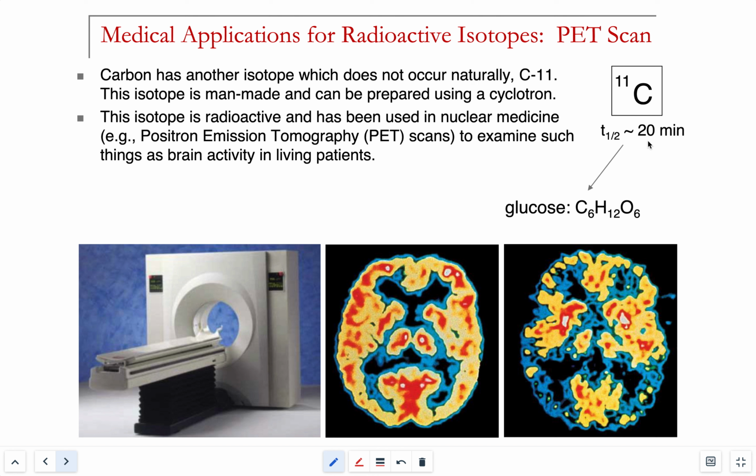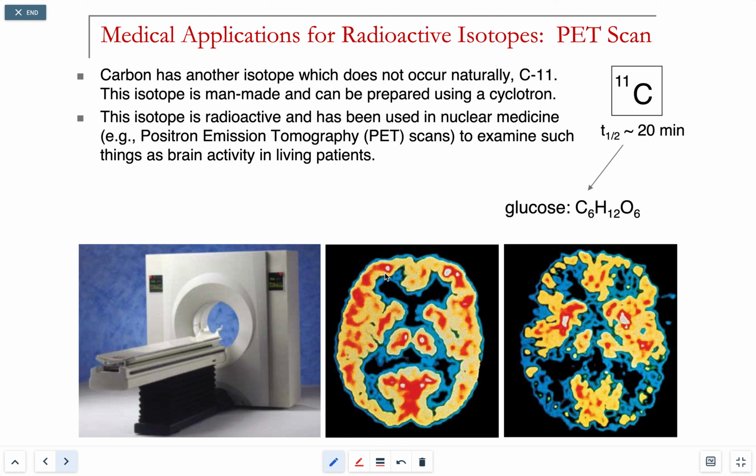So a radiochemist makes carbon-11 in a cyclotron and then very quickly has to do some chemistry to make the molecule glucose with it and then inject the patient with glucose. Now, the only type of molecule that neurons in the brain can use for energy is glucose. That is it. Nothing else will work.